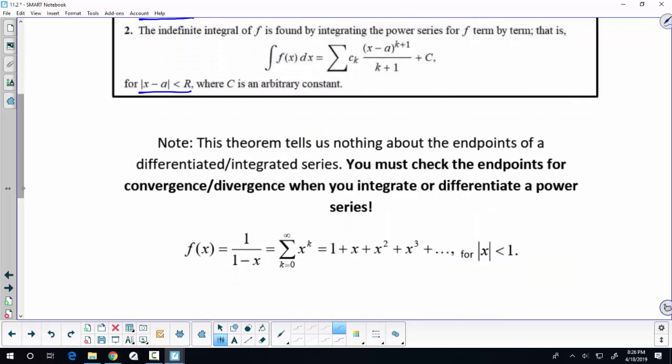So this theorem tells us nothing about the endpoints of a differentiated or integrated series. You must check the endpoints in the new series if you differentiate or integrate for convergence. The previous theorem said that if we add or subtract, multiply by certain powers, or compose by functions, you don't have to check the endpoints. If you integrate or differentiate, you do.